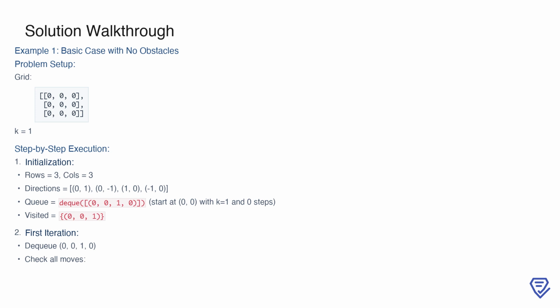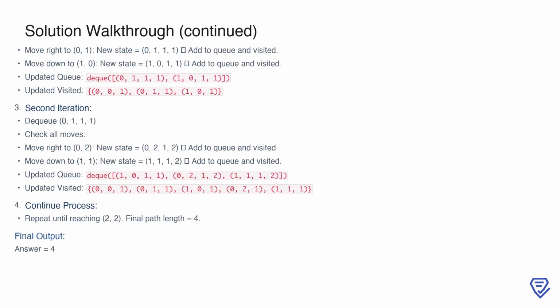In the first iteration, we dequeue the starting position and evaluate all possible moves from there. From the position 0, 0, we first move right to 0, 1, which adds a new state 0, 1, 1, 1 to the queue and visited set, as no obstacles are encountered and the step count increases to 1. Next, moving down to 1, 0 leads to another valid state, 1, 0, 1, 1, which is also added to the queue and visited set. At the end of this iteration, the queue now contains 2 states, 0, 1, 1, 1, and 1, 0, 1, 1. Moving forward, we process 0, 1, 1, 1 next.